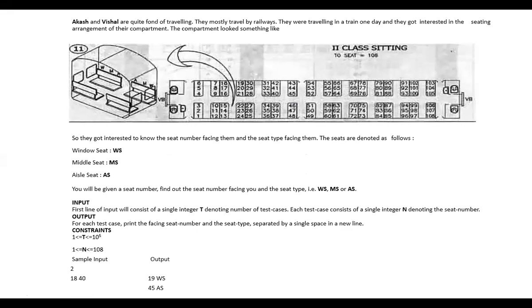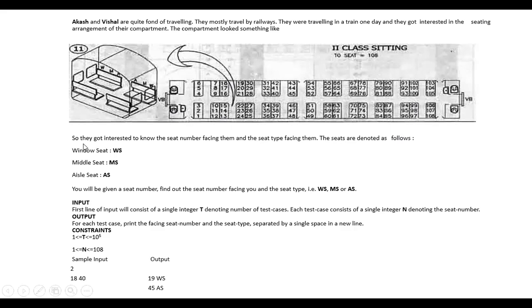So the problem is: Akash and Vishal are quite fond of traveling. They mostly travel by railways. They were traveling in a train one day and they got interested in the sitting arrangement of their compartment. The compartment looks something like this, this is the image given of the compartment. So there are 108 seats in the compartment, you can see, starting from 1 and till 108. Okay, let us read the problem first.